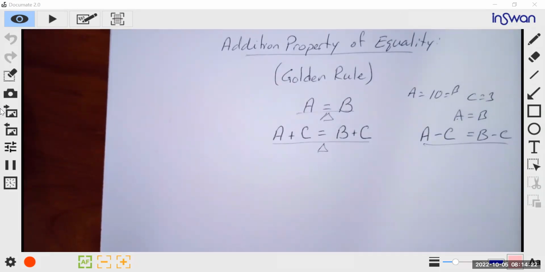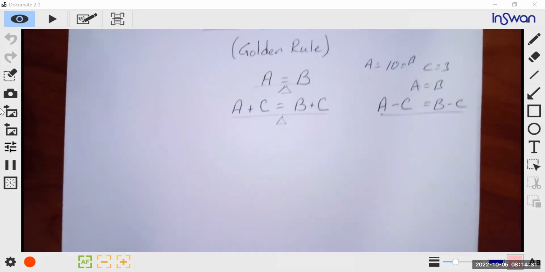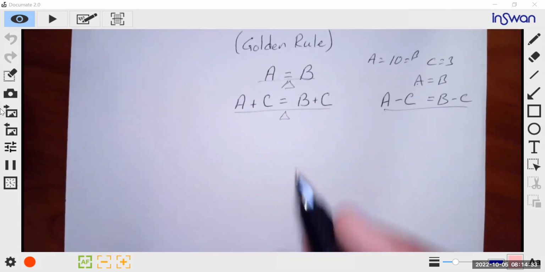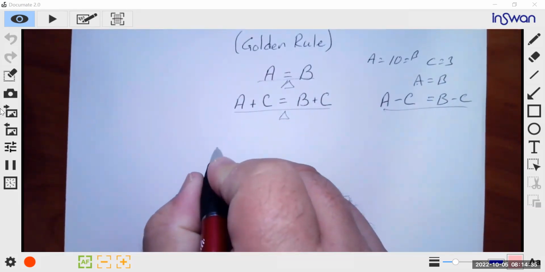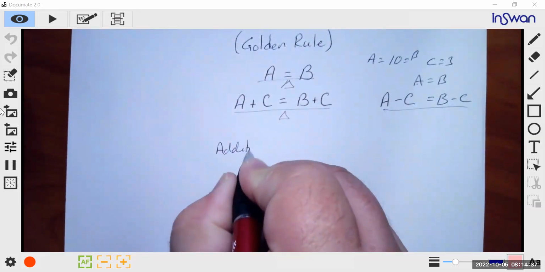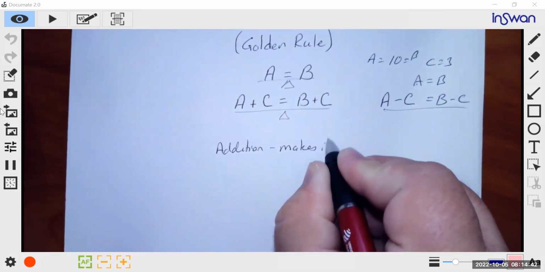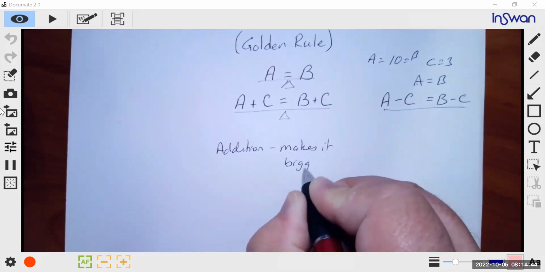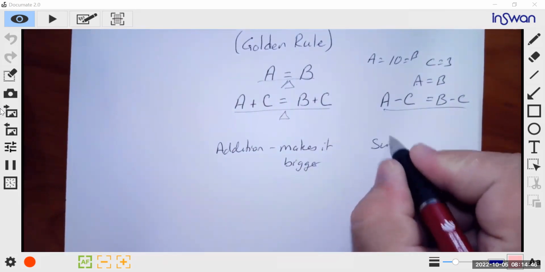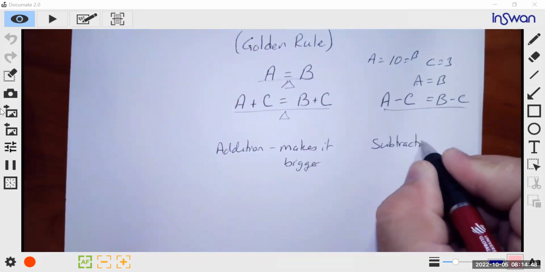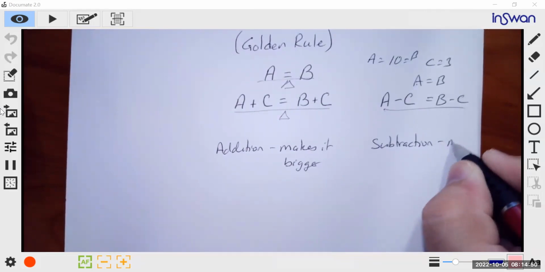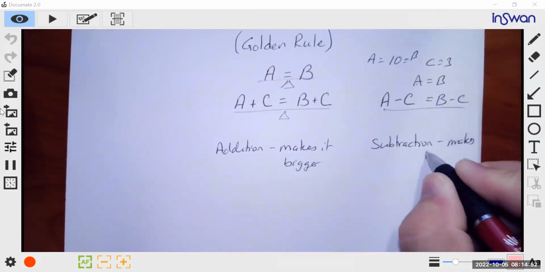But what's the difference between the addition and subtraction part? What does addition do to a number? Yeah. Addition makes it bigger. Subtraction makes it smaller.